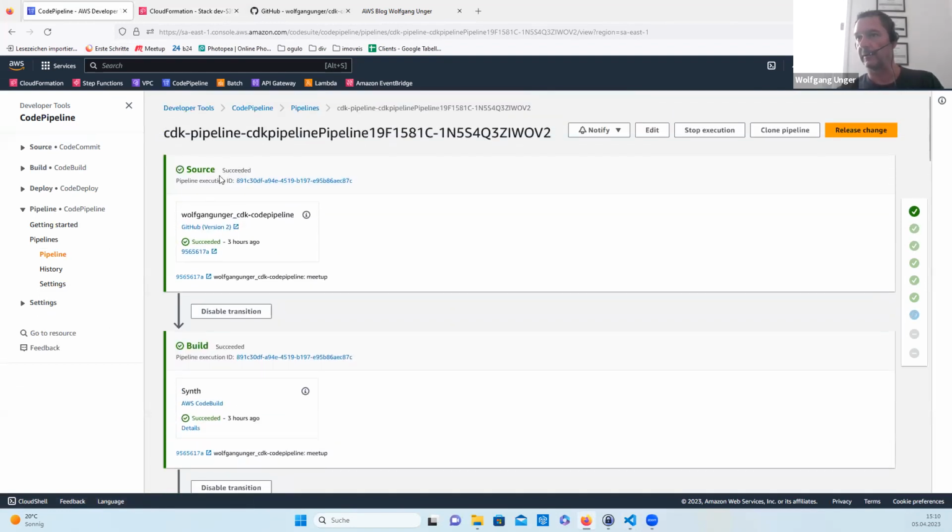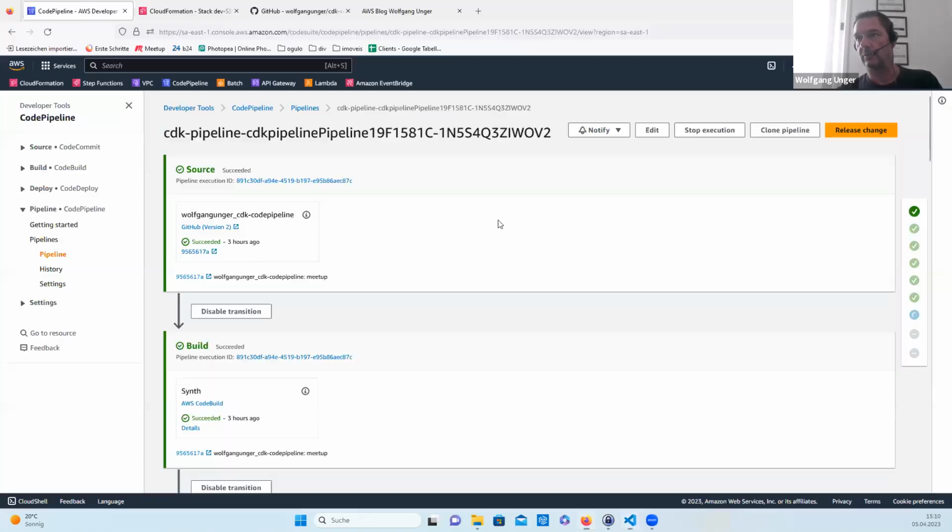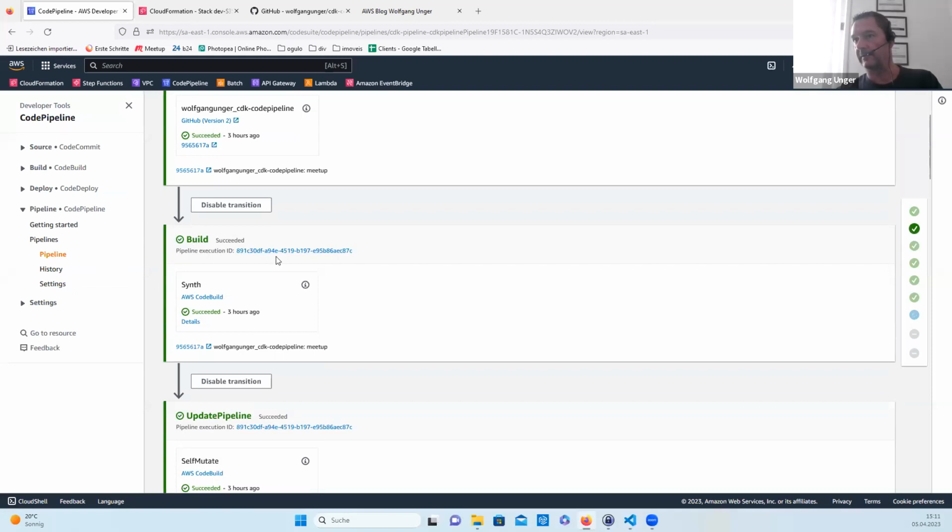As you can see, the first one is the source action, which is pointing to my GitHub repository. It can be GitHub, it can be Bitbucket, it can be a CodeCommit repository in AWS. So this is exactly pointing to my project, and therefore it will find all the CDK files which are going to be deployed. Then I have a build file.